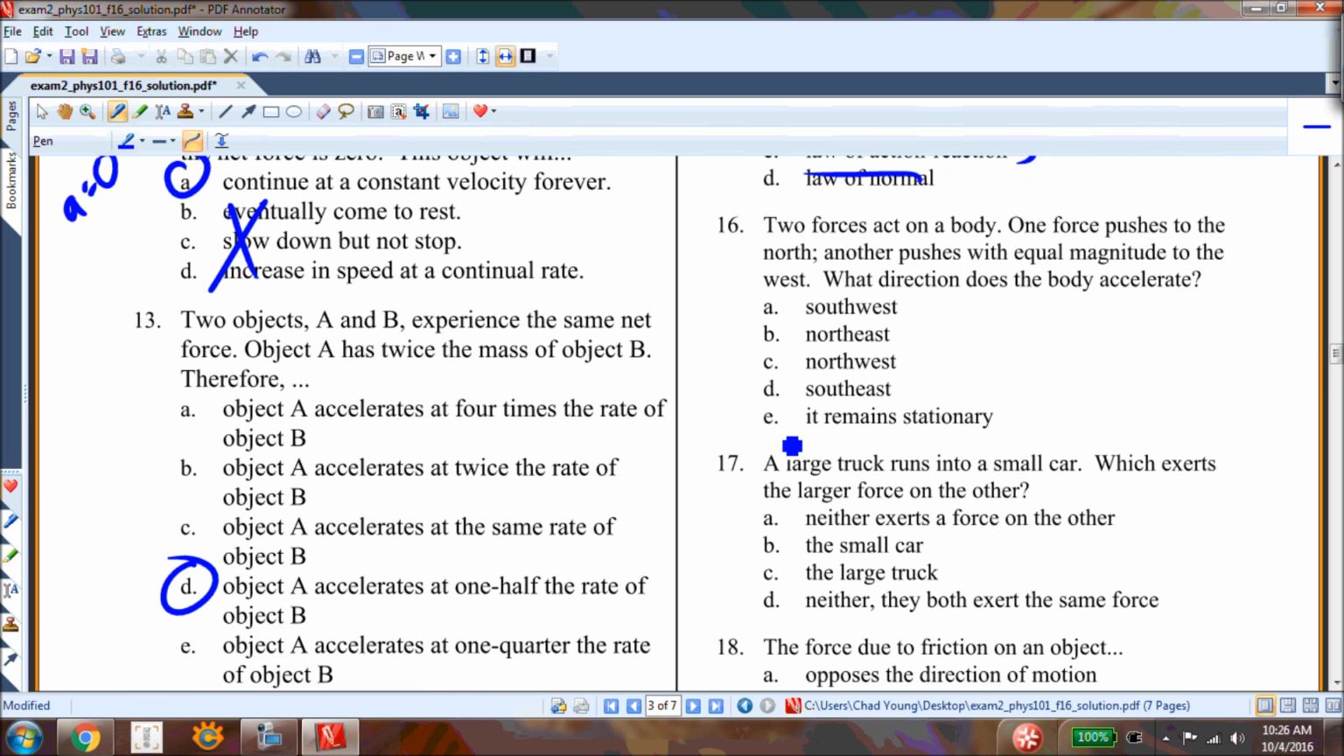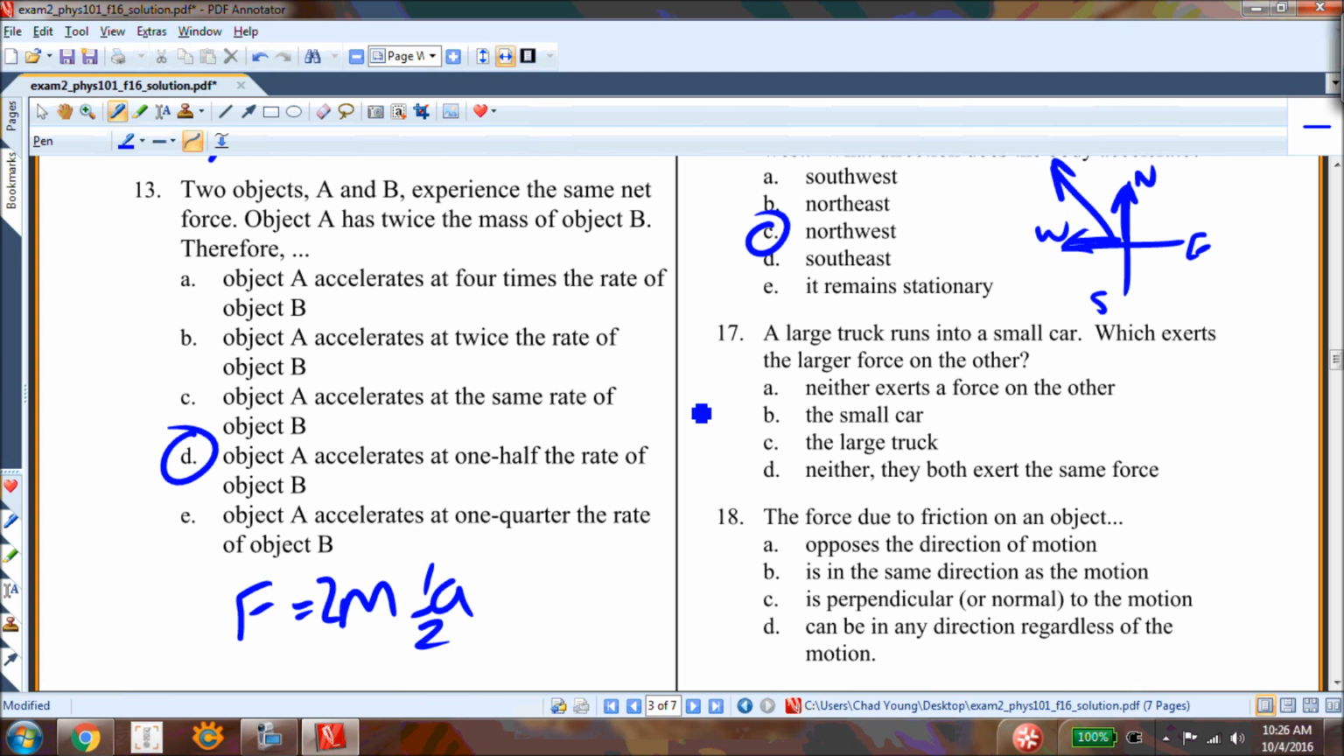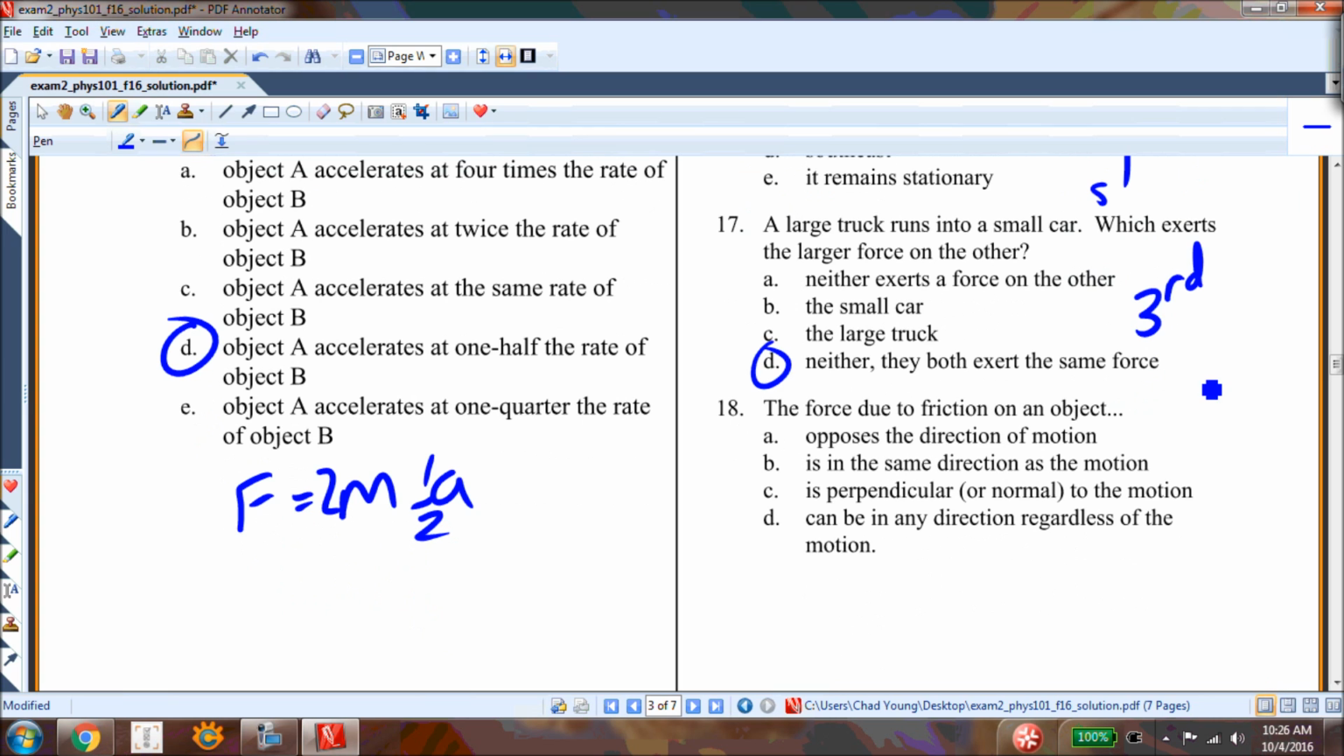Two forces act on a body. One pushes to the north, one to the west. Which direction does the body accelerate? Okay, north, west, south, east. One force pushes in this direction, one in this direction. So the net force will be in that direction, which is C. A large truck runs into a small car. Which exerts the larger force? Neither. They both exert the same force. That's an application of the third law. Force due to friction on an object always opposes the direction of motion.